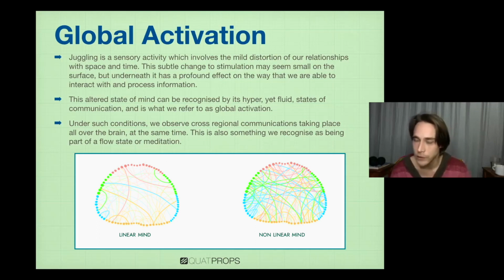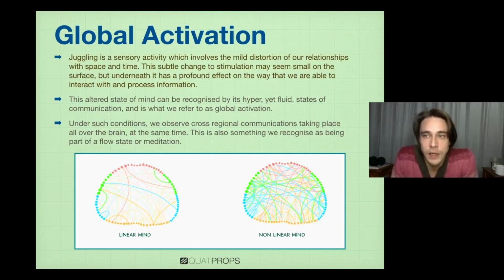We have different language for this. Many of us use different language to describe this activity, and that's fine. But sort of recognizing what it is important for us. I also find that this terminology is something that helps simplify the conversation as well when we're trying to talk to other people about what are the main impacts of juggling. So juggling is a sensory activity which involves the mild distortion of our relationships with space and time, as we described in the formula, right?